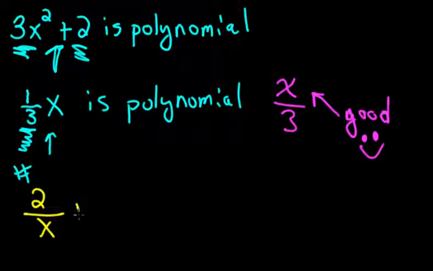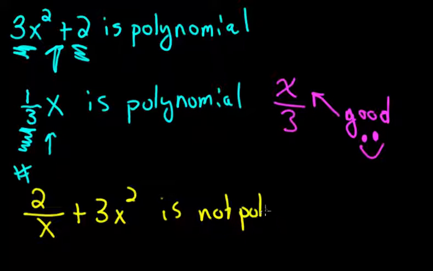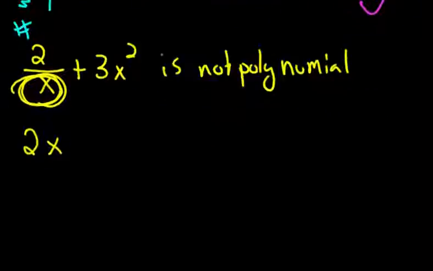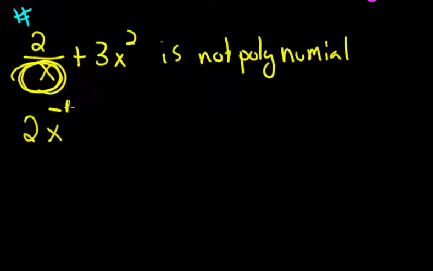2 divided by x plus 3x squared is not a polynomial. And that's because this x is downstairs. This could also be written as 2x to the negative 1 plus 3x squared. And we want positive integer exponents. So if we see divisions by a variable, we're not looking at a polynomial.